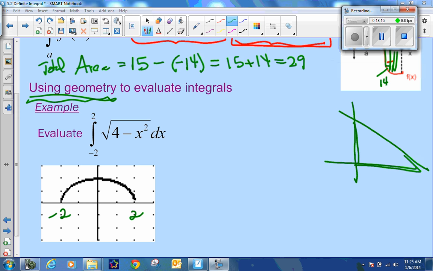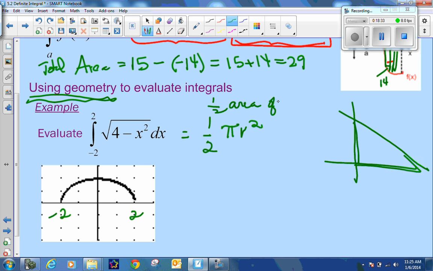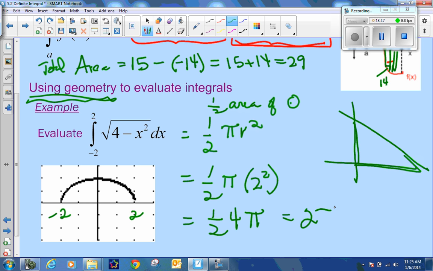So you've got a half circle that goes from negative 2 to 2. Remember how to find the area of a circle. It's pi r squared, but we only have half, so we're going to take half of the area of the circle. What's the radius of the circle? Looks like 2, so 2 squared, 4 pi. Half of 4 pi would be 2 pi.